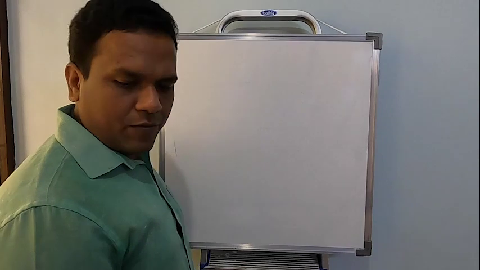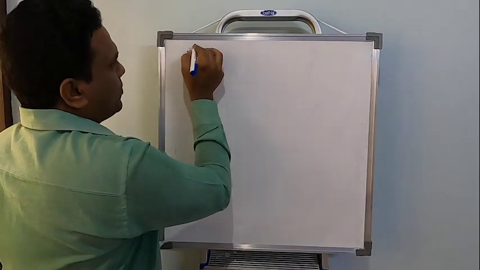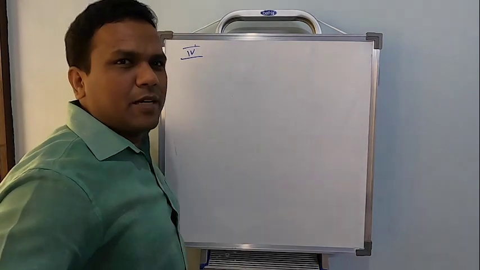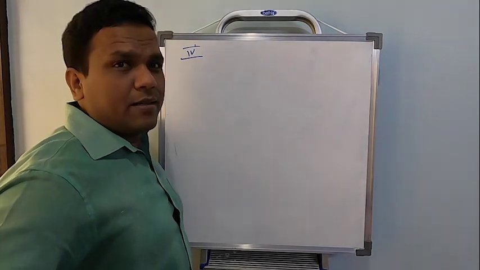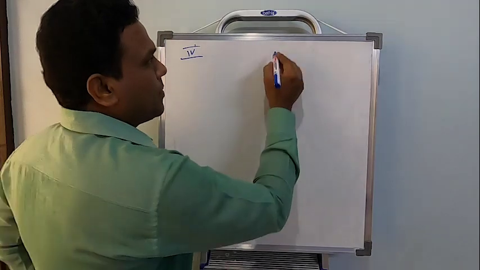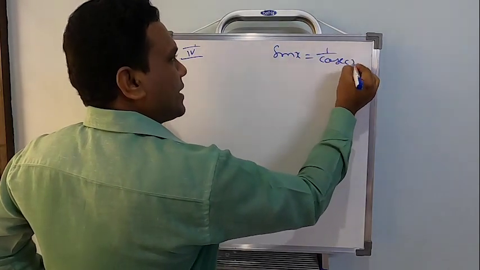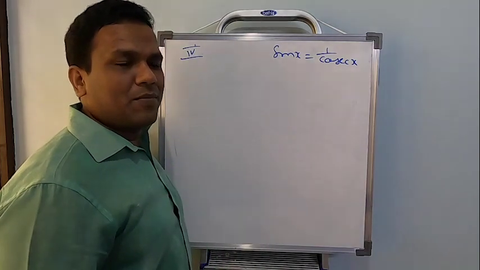That is property number 4. Property number 4 is just similar to what we studied. I said similar, not exactly the same. What we studied: reciprocals under trigonometric ratios. So what was the reciprocal of sin x? 1 by cosecant x. But here it's not the same.